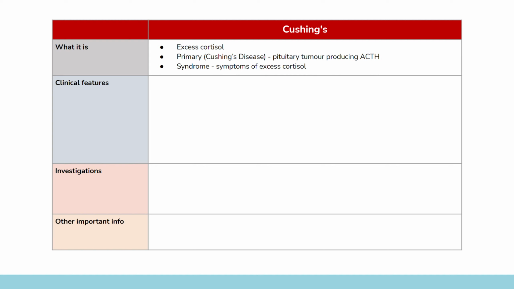The other thing we have is Cushing's syndrome, which is when you're just experiencing the symptoms of excess cortisol. So syndrome is like the generic one, and primary Cushing's or Cushing's disease is that very specific condition where you have a pituitary tumor.